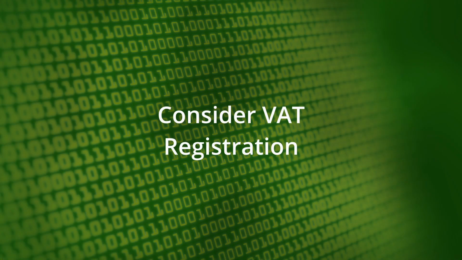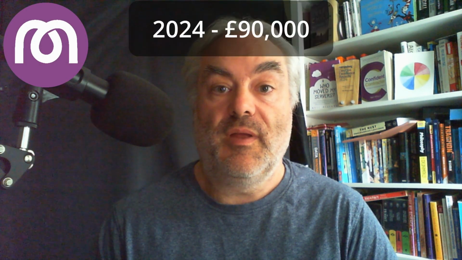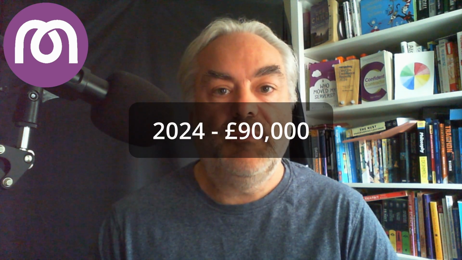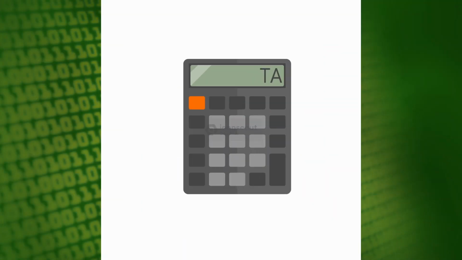Consider VAT registration. Many IT contractors benefit from VAT registration, even below the current threshold. It's like implementing HTTPS. It adds complexity but can provide benefits. The flat rate VAT scheme can be particularly advantageous for contractors. It's like using a well-optimized library, potentially simpler and more efficient.